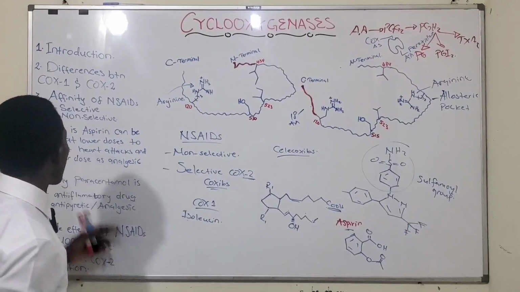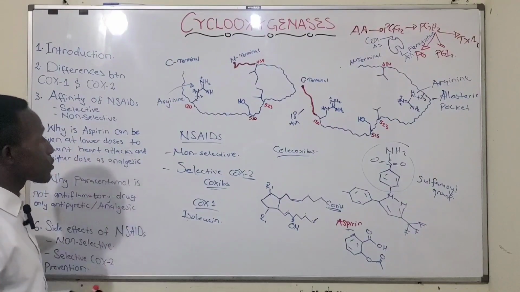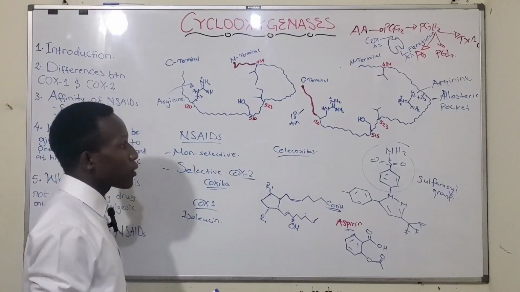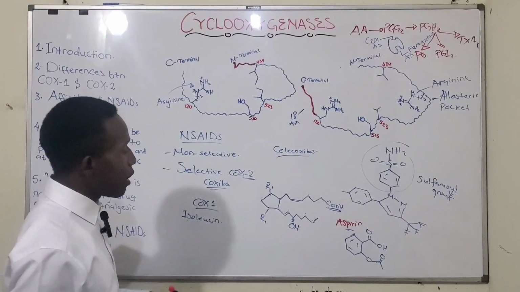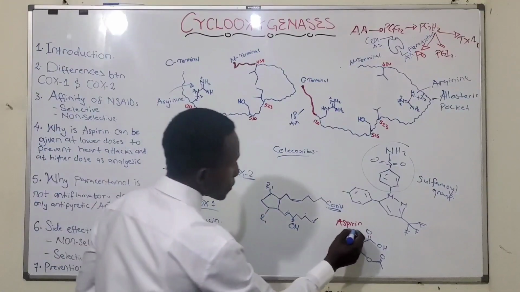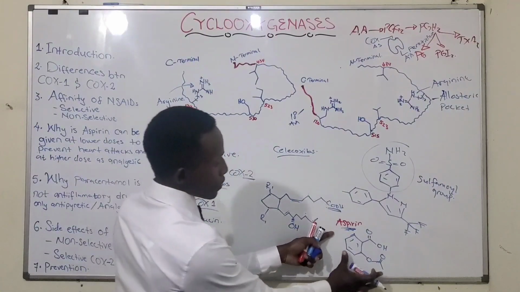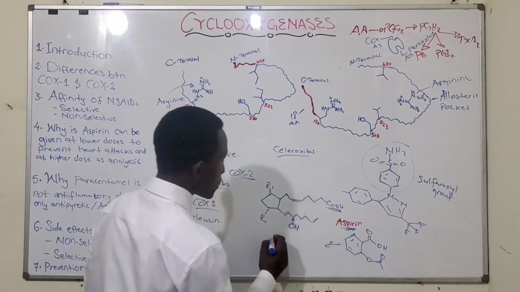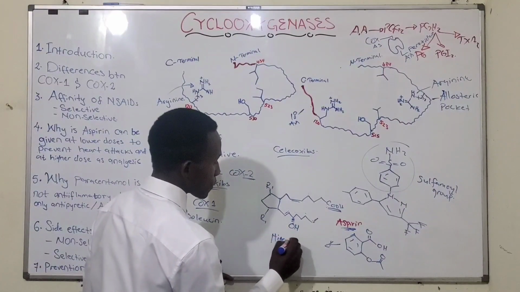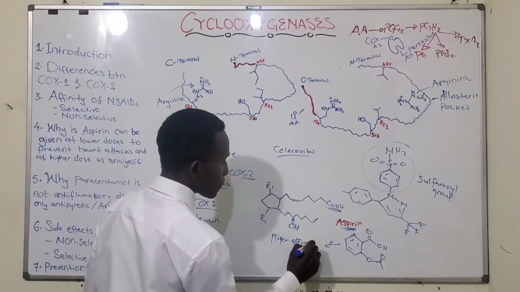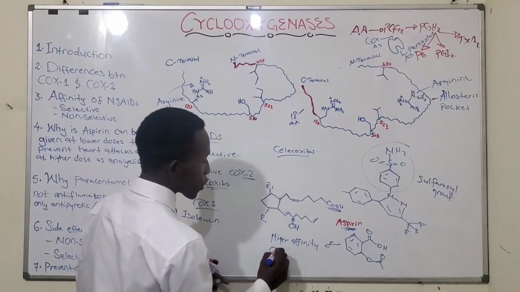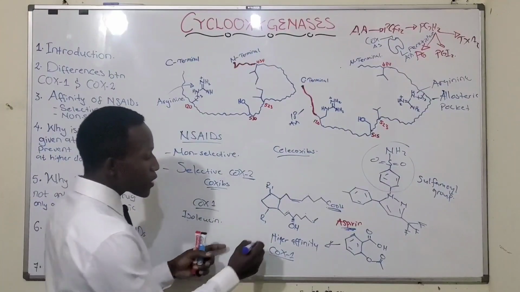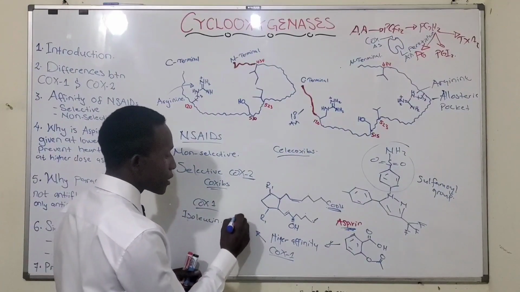Now we have a question. Why is aspirin given at lower doses to prevent heart attacks, while at higher doses it can be used as an analgesic and antipyretic? For aspirin, this is the structure. At low doses, aspirin has higher affinity for COX1. And this effect will be more in platelets.